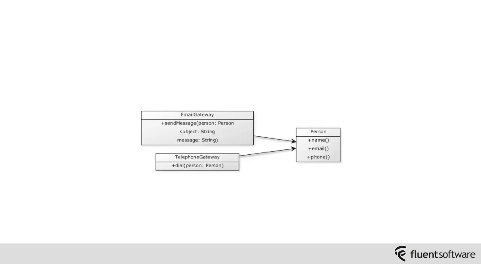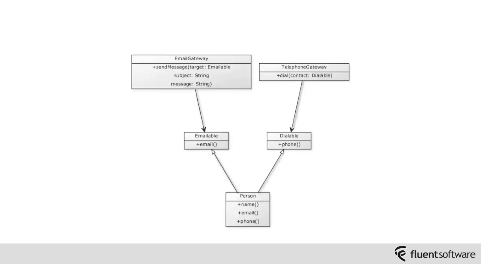So, to give an example, you can see here we have a person class, which includes name, email, phone. And we have an email gateway that uses the person class to send a message via email to that person. And we have a telephone gateway, which allows you to place a phone call to that person. Now, the problem with this is that both the email gateway and telephone gateway use the same person class, but they really only need to use specific parts of that person's data. They don't need access to the full amount of data about that person. So the telephone gateway only needs the phone number, and the email gateway only needs the email address.